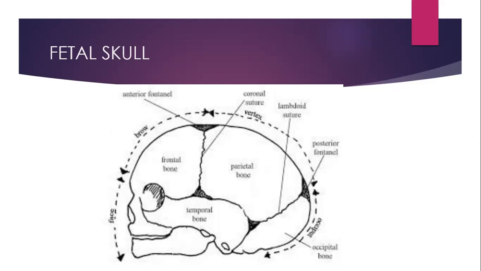The first transverse diameter is the biparietal diameter, from both the parietal areas. Biparietal diameter is 9.5 centimeters. Then bitemporal, from the two temporal bones, is 8 centimeters. Supra subparietal is 8.5 centimeters, and bimastoid diameter is 7.5 centimeters.